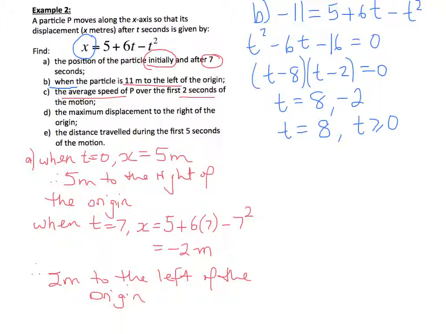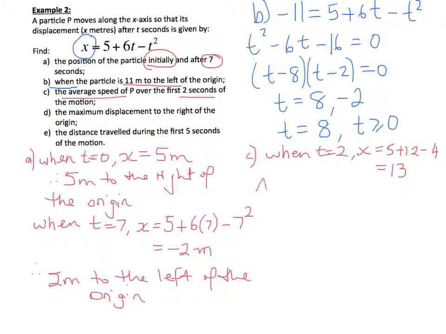All right, so when t equals 2, where is this particle? We just need to substitute into our formula. x equals 5 plus 6 times 2, which is 12, minus 2 squared, and the particle is at 13 metres. So initially it's at 5 metres, then we go to 13 metres.